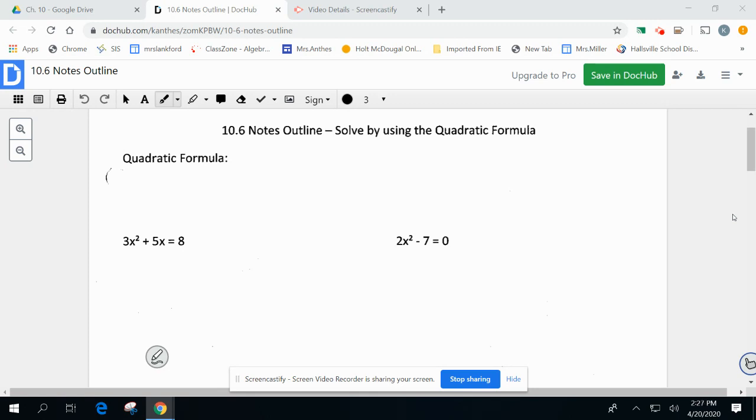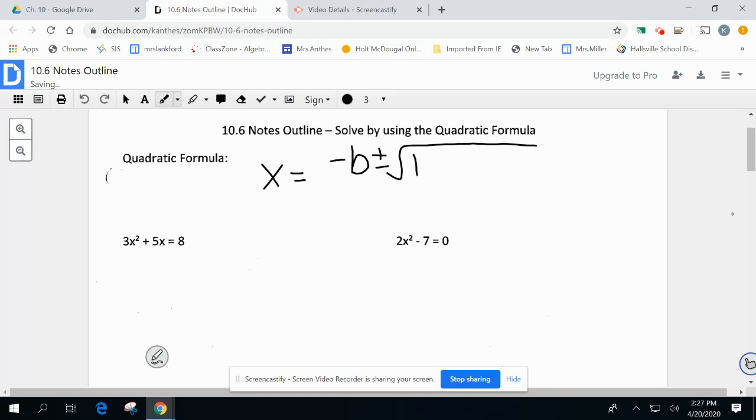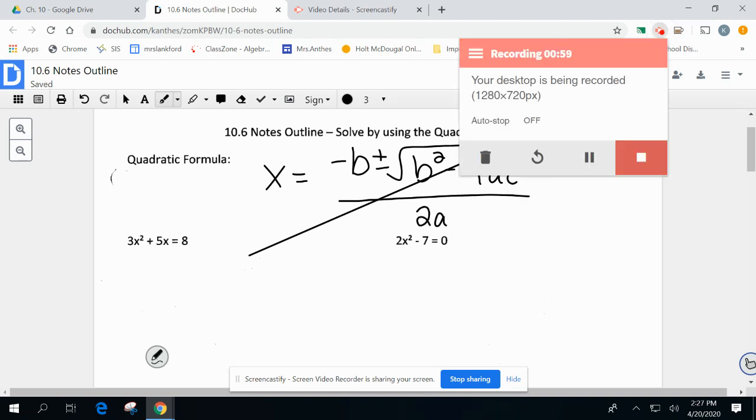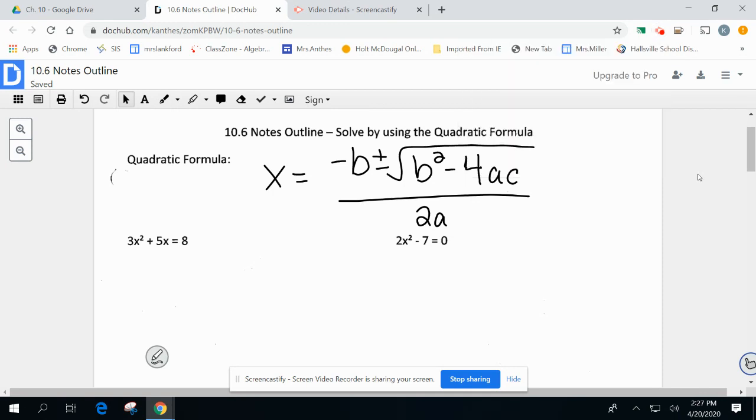So first thing is the formula. It looks extremely difficult. It is easier than it looks, and it is something that you will be expected to have memorized. So it's x equals negative b plus or minus the square root of b squared minus 4ac, all over 2a. Okay, so again, that is a formula that you are expected to memorize. And what we're going to do is go through and solve the next problems using the quadratic formula.